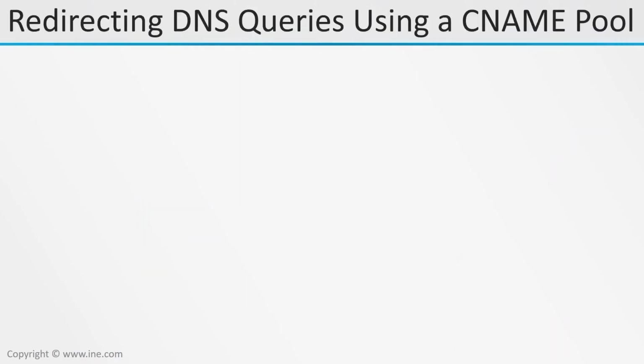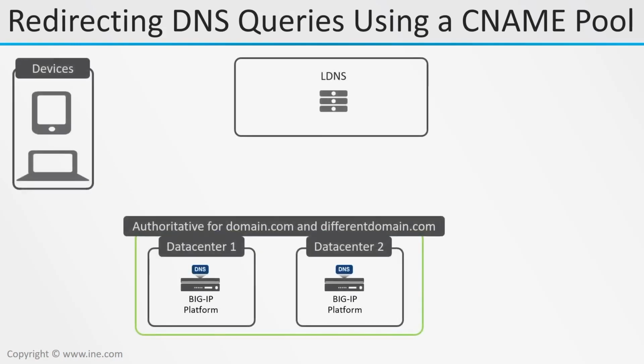Alright, so let's take a look at another example. This is redirecting DNS queries using a CNAME pool. So what we can do here is, let's say your company has recently purchased a competitor. Call it siterequest.com. The site request administrators can redirect DNS queries for competitor.com to the rebranded site competitor.siterequest.com. So in our example, we have the DNS servers authoritative for both the domain.com and different domain.com.